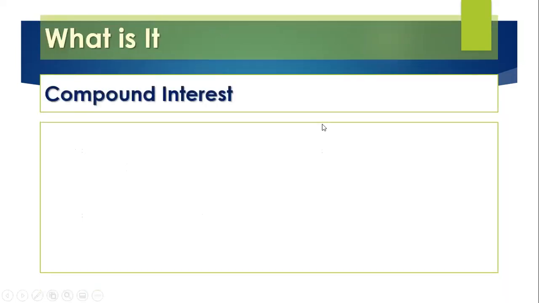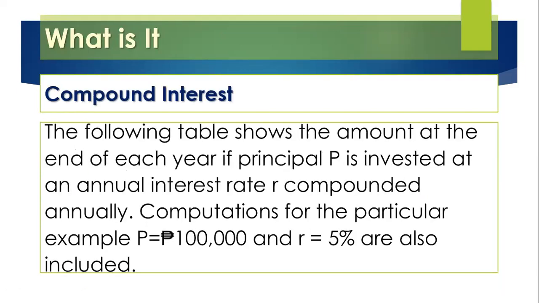Okay? So now, punta tayo sa compound interest. So the following table shows the amount at the end of each year if principal P is invested at an annual interest rate compounded annually. So compounded annually, computations for the particular example, P is equal to 100,000 and R is equal to 5% are also included.